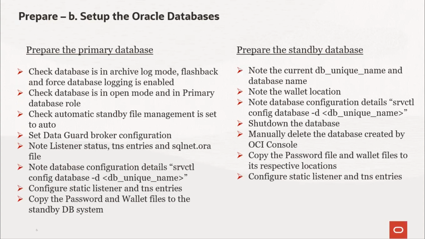Now, to prepare the standby database, as shown in the slide on the right side, note the current DB name and the unique name. The standby DB name has to be the same as the primary DB name. Note down the wallet location and the DB configuration details. Then shut down the database and delete the database files. Copy the primary database password and wallet files to the standby database location. Configure static listener and TNS.